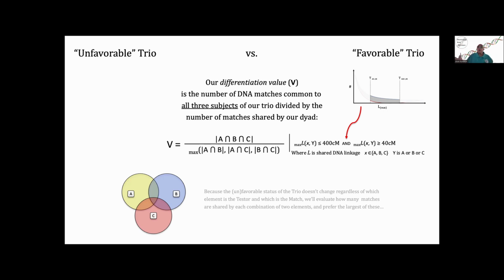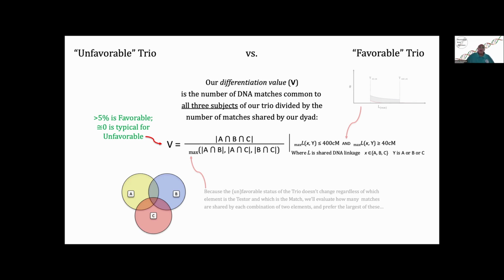Whatever we do with our differentiation value, we need to conform to the centimorgan limits we established previously. So we'll add that stipulation here with the 40 and 400 centimorgan thresholds in the language of set theory. And finally, when we crunch all these numbers, we end up with a fraction. It's kind of a percentage. And we have to ask, well, what does that mean?